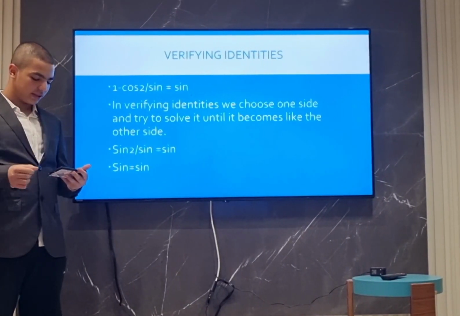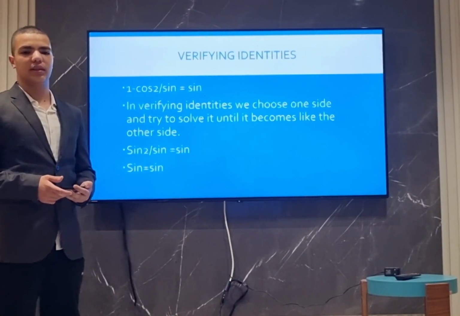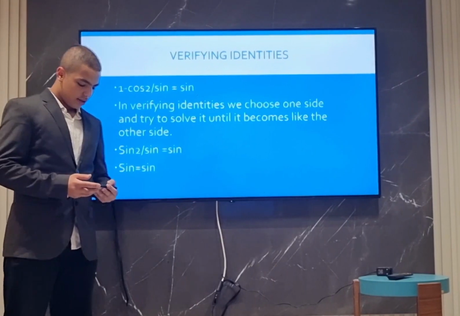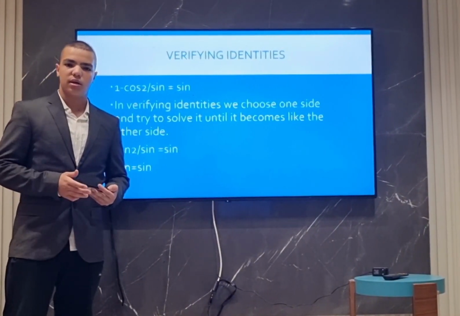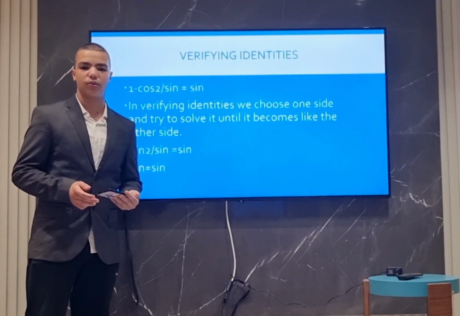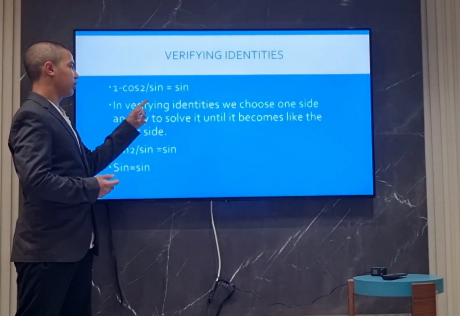Then we have verifying identities. Verifying identities is like simplifying identities, but it contains two sides and an equal sign. Here we have 1 minus cosine power 2 over sine is equal to sine. In verifying identities, we choose one side and we try to make it like the other one. So we will choose the left side, 1 minus cosine power 2 over sine.